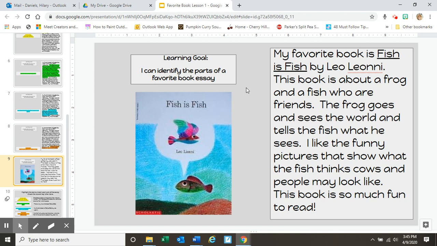My favorite book is Fish is Fish by Leo Lionni. This book is about a frog and a fish who are friends. The frog goes and sees the world and tells the fish what he sees. I like the funny pictures that show what the fish thinks cows and people may look like. This book is so much fun to read. Do you think you know where the introduction is? Do you think you know where this author tells what the book is about? Do you think you know where they gave reasons to support their opinion? And where did you see the closing or the conclusion?